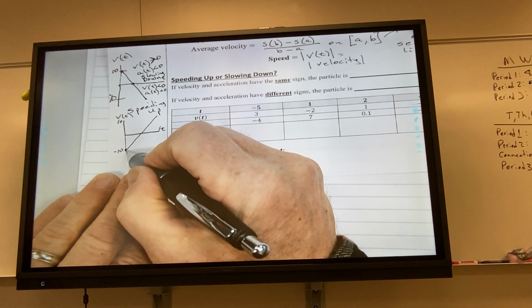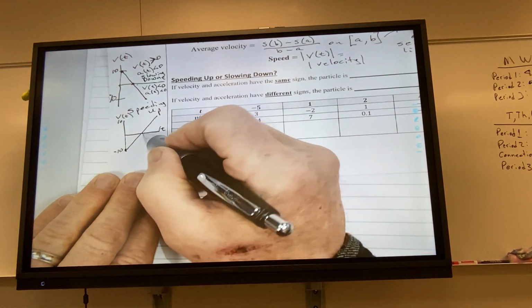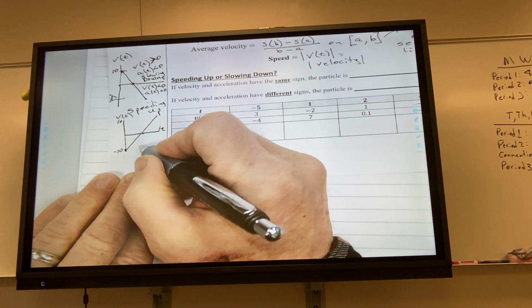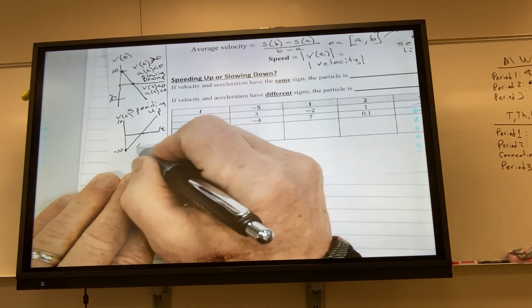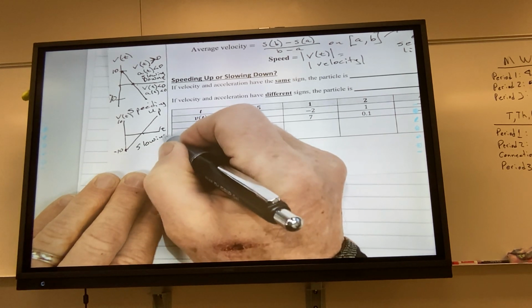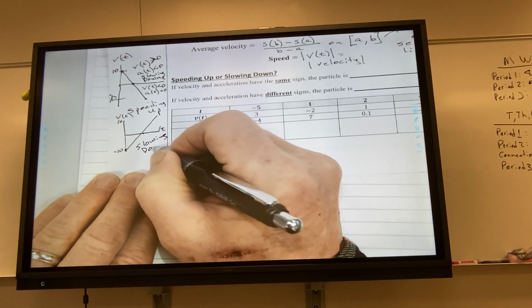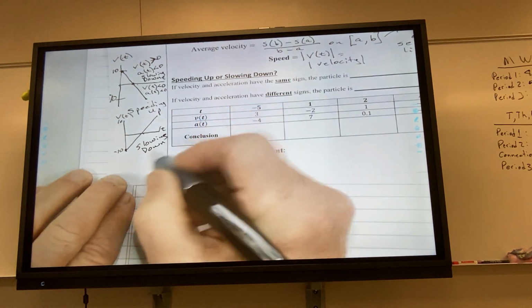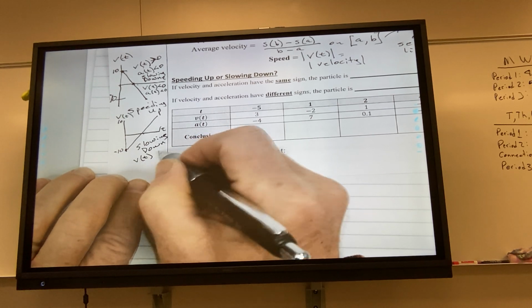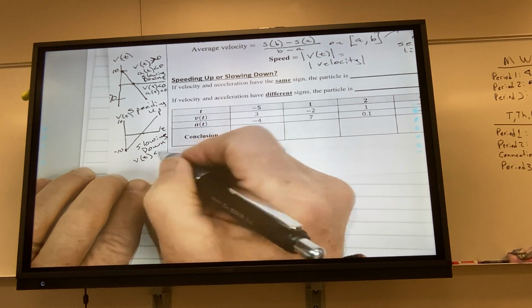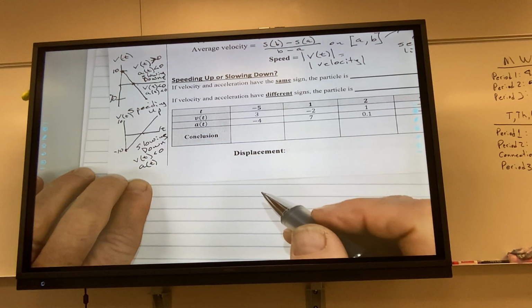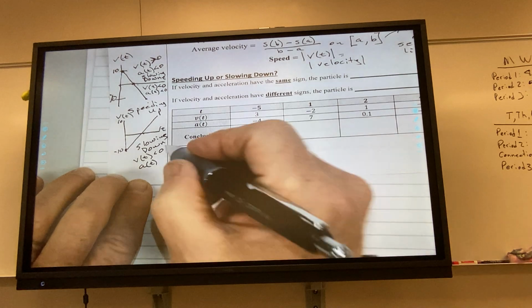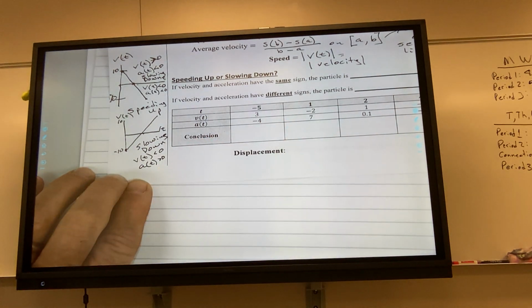What is its speed here? 10. What is its speed here? 0. Slowing down or speeding up? Slowing down. Okay, velocity, is it positive or negative? Negative. Acceleration, is it positive or negative? Positive, because I got positive slope. Would everybody agree?